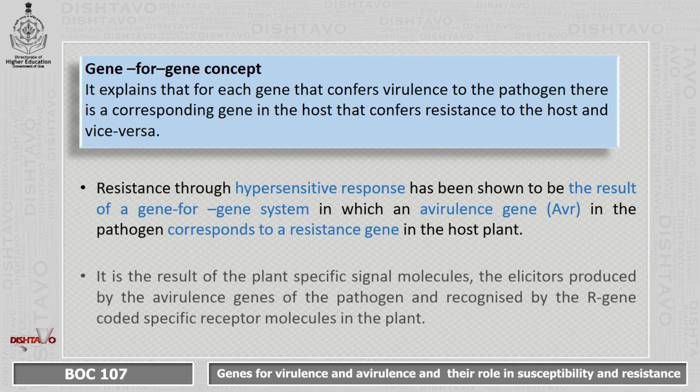It is a result of the plant specific signal molecules, the elicitors, produced by the avirulence gene of the pathogen and recognized by the R gene coded specific receptor molecules in the plant.